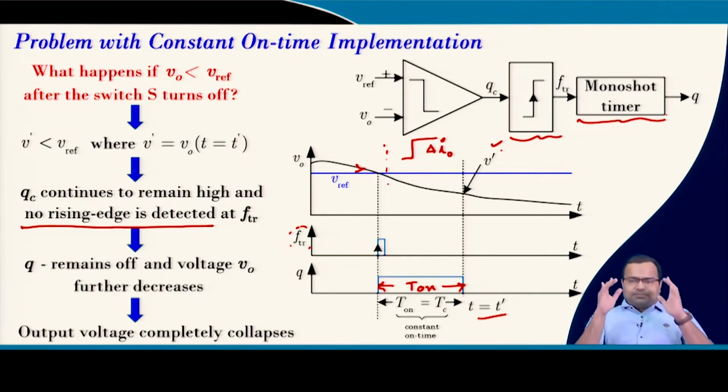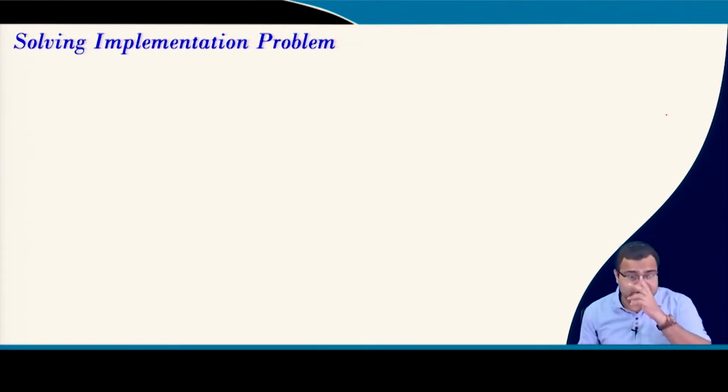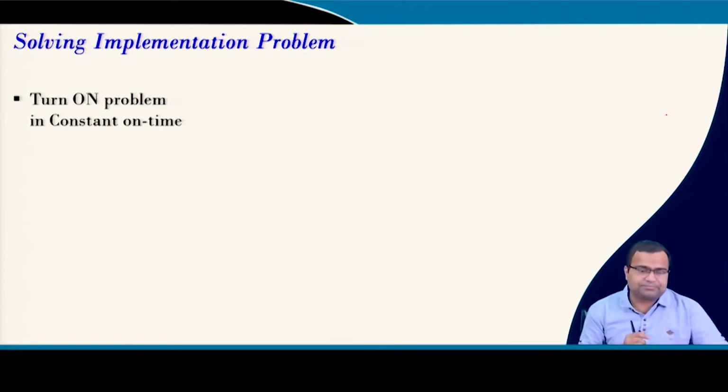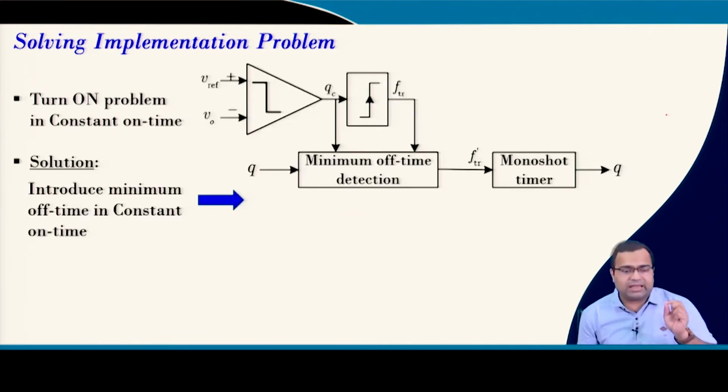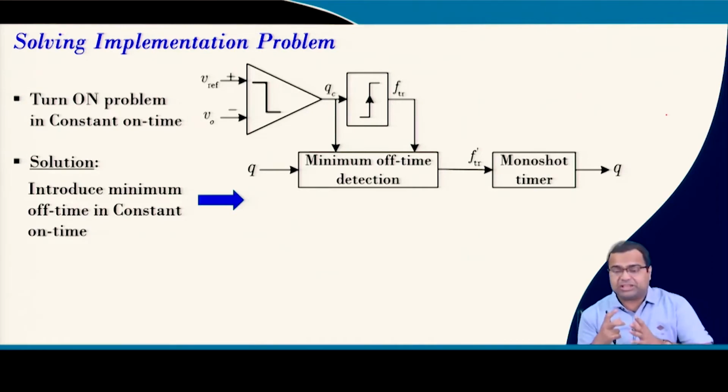So, this process of simple constant on time implementation cannot be used in a general circuit because it will lead to the collapse of the output voltage, particularly during load step up transient. So, that is why in most commercial products, in order to solve this problem, we have to introduce a minimum off time. After that, we need to check the status.